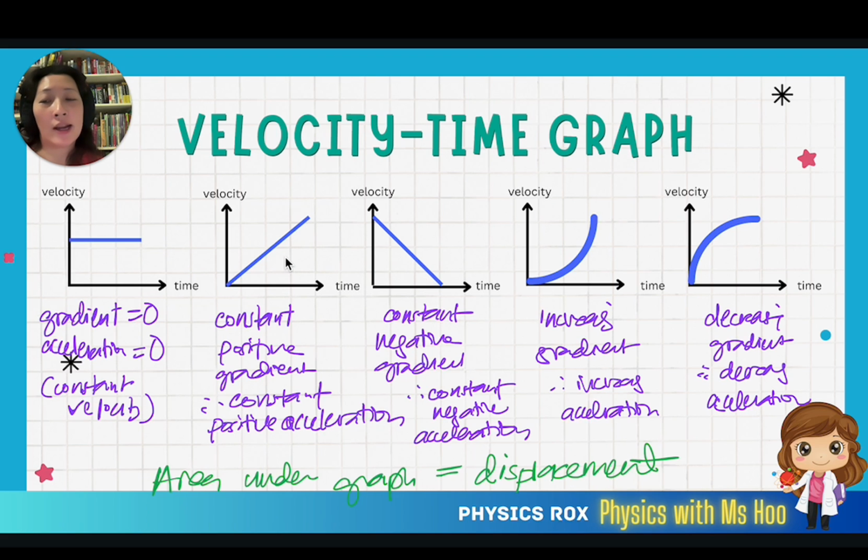And if you look at a triangle compared to the rectangle, the triangle is half the value of the rectangle if we measure up to the same velocity. And that should make sense, because if an object is moving with constant velocity compared to an object that is increasing velocity or decreasing velocity, obviously an object that's moving with constant velocity would cover a greater displacement compared to a changing velocity. So when you look at area, that is also shown very clearly. Greater area, therefore greater displacement.